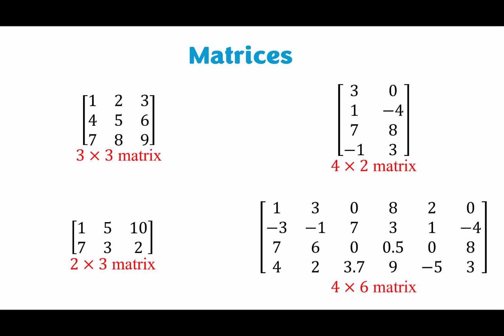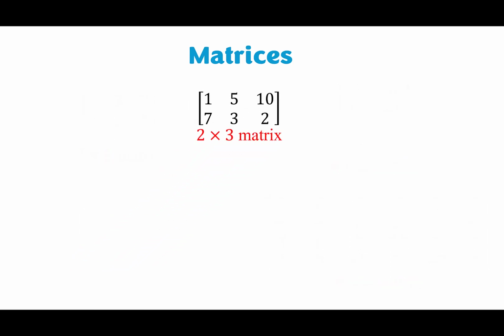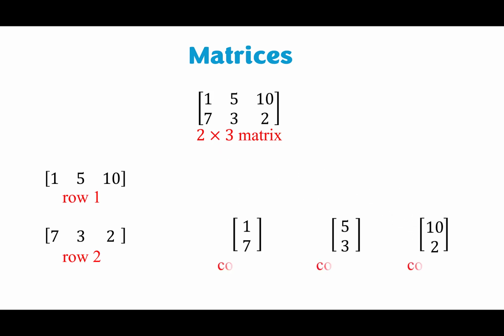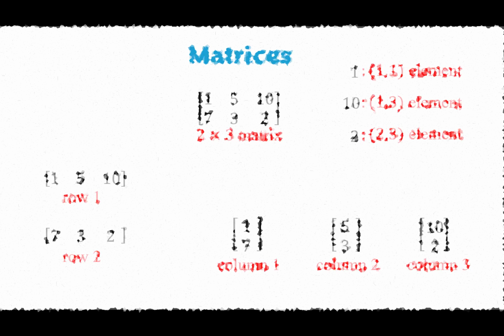Let's just focus on this 2 by 3 matrix and decompose it into its rows and columns. Here's our rows of that matrix. And there's the 3 columns. We can even talk about each entry or each element. So the number 1 is the 1, 1 element. 10 is the 1, 3 element. And 2 is the 2, 3 element. So this is the kind of language we'll use when describing a matrix.